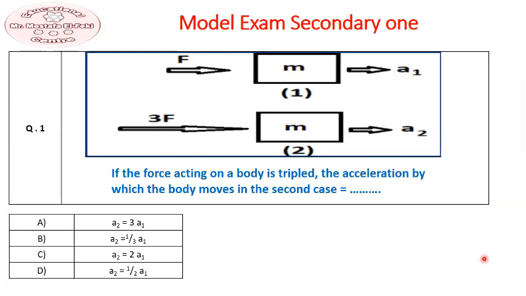If the force acting on a body is tripled, the acceleration by which the body moves in the second case is... Since the force is directly proportional to the acceleration, then by increasing the force 3 times, the acceleration also increases 3 times. Then acceleration 2 is more than acceleration 1 by 3. Then the correct answer is letter A.